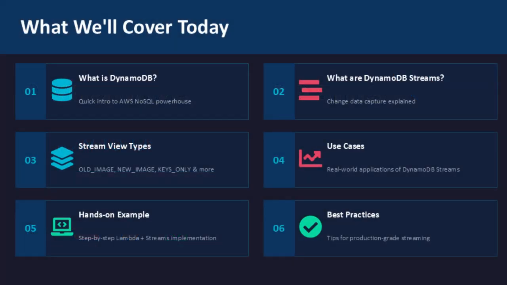Here's what we'll cover today. First, a quick refresher on what DynamoDB is. Then we'll talk about what DynamoDB streams are and how they work. After that, we'll look at the different stream view types, explore some real-world use cases, do a hands-on step-by-step example with Python and Lambda, and finally wrap up with some best practices for production. There's a lot to cover, so let's move fast. Feel free to pause whenever you need to.